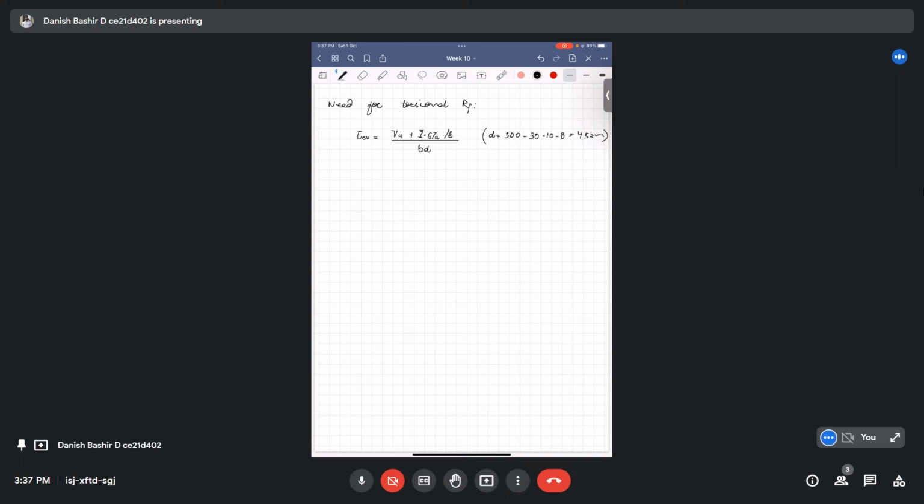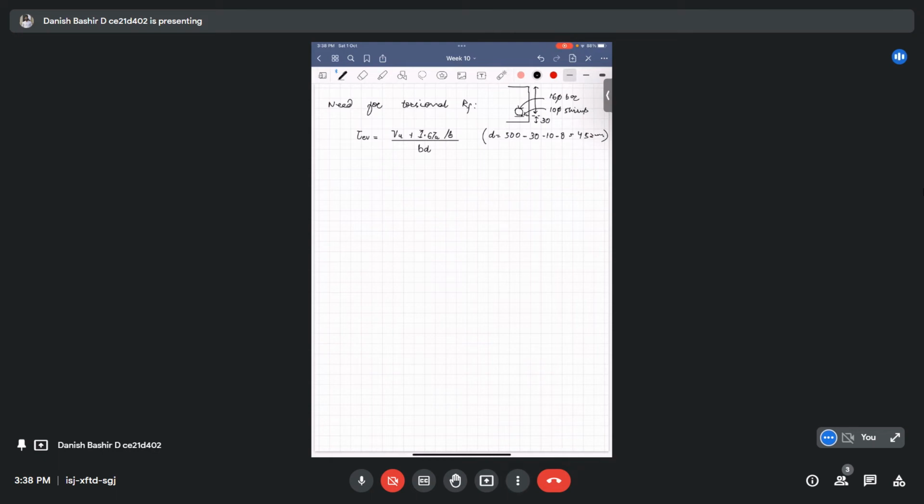Okay, I am assuming first clear cover. For example, I have a bar here. I assume this to be 30, and then there is a 10 mm stirrup, and I assume this to be a 16 mm bar. Okay, 500 is the total depth, so effective depth from the top side, up to the centroid, will be 500 minus 30 minus 10 minus 8, 452.